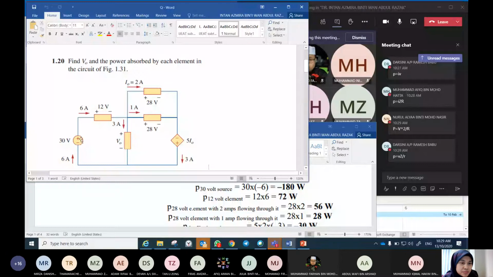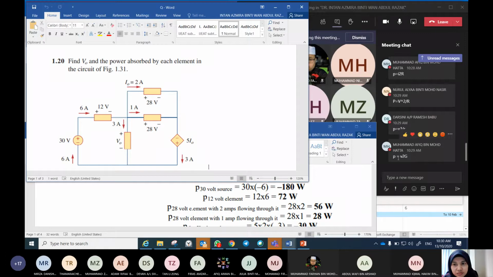Let's say we start with this voltage source. So we have current here and voltage. So we can use formula P equal to IV, only that formula P equal to IV. So P is equal to 6 multiply with 30, and we get 180. Okay, so refer to this solution.